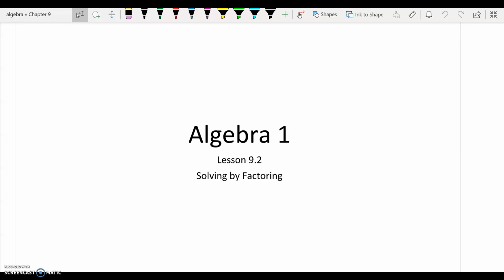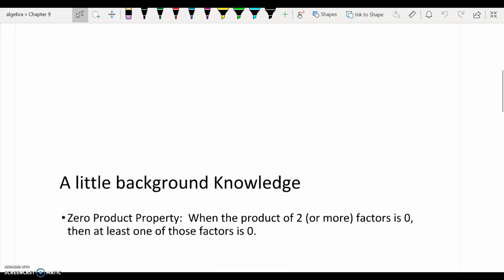But today we're going to dive into a new topic. It's tied into what we've been doing with quadratic functions. However, we are going to talk about solving them. So the first way we're going to solve them is by factoring. Hopefully you haven't forgotten how to factor.